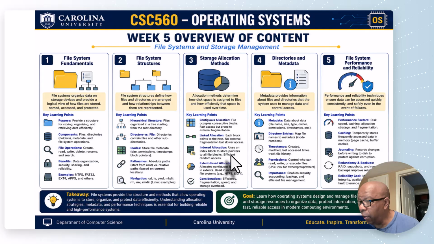Journaling: record changes before writing to disk to protect against corruption. So we might journal, so we know at each point what happened to the data. Data gets lost at times, or can get lost. I mean, you can have a bad disk, you can have a corrupt disk. So you need to be able to keep track of that information about the file itself and what states it was in at all times.